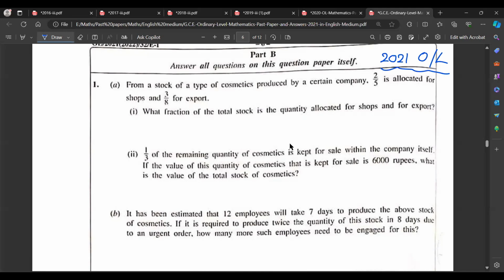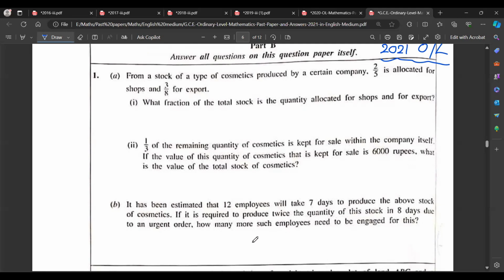First of all, read this one and try to identify what the question is about. Yes, read.